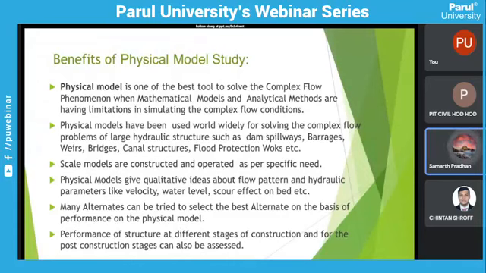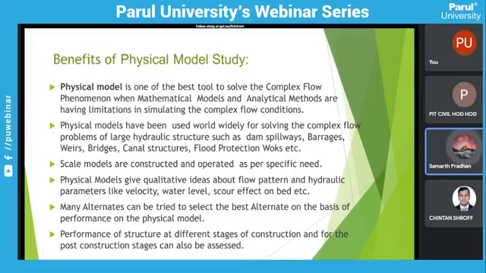Many alternatives can be tried to select the best alternative on the basis of performance on the physical model. I have already discussed that suppose a designer has designed something and it is not functioning well. Then they have to redesign it, and the next alternative can be studied. There are many alternatives you can study on the physical model with a small amount of cost, and out of them you can choose the best one, which can be implemented on the site.